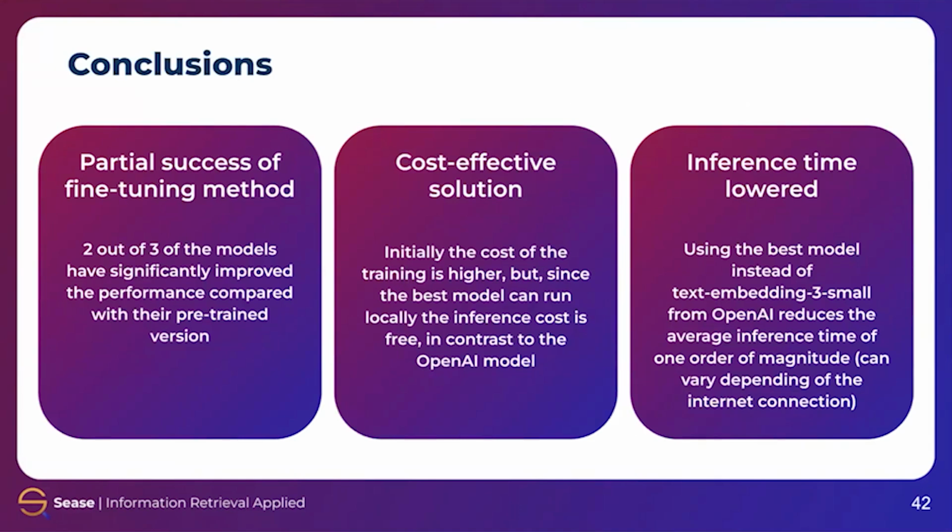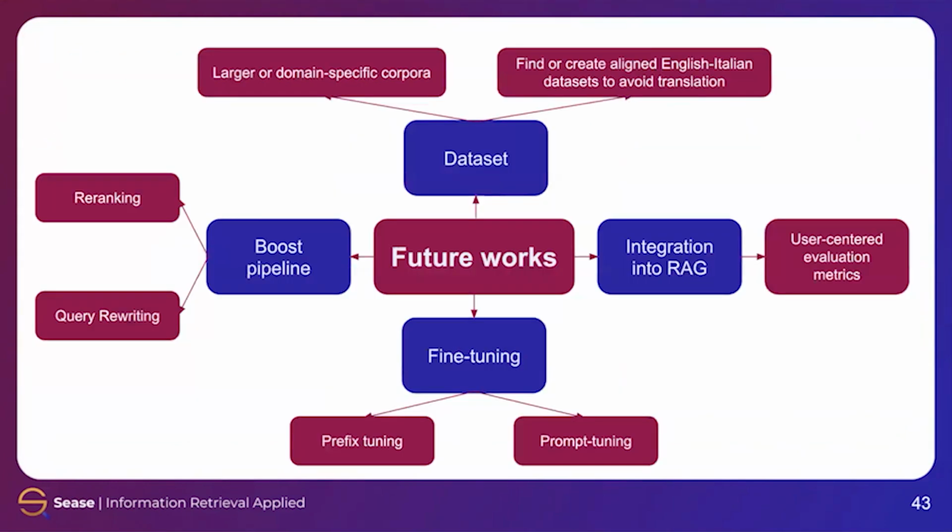We are reaching the end of the presentation, and as a summary, two of the three models worked well, and I labeled it a cost-effective solution because it has only the initial fine-tuning training, and then since they wanted the model to be local, they will run it on their machine, and the inference time is lower, even if there is this thing about the network for the API call. And since it has a lot of limitations, there is a lot of future work.